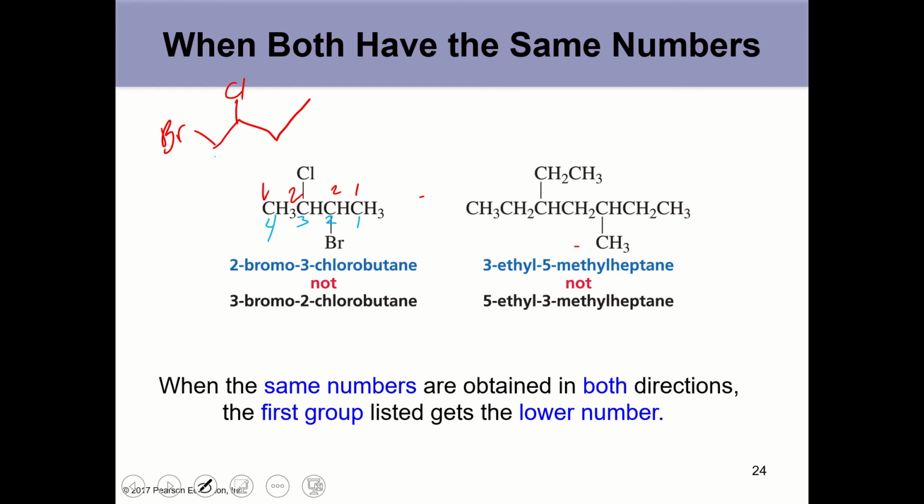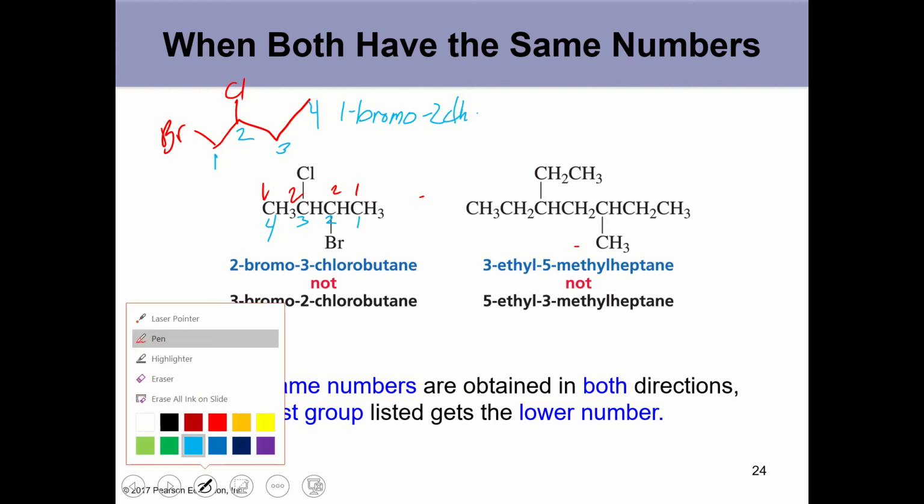We have an example above of when there is not the same numbering from both sides. Here we would number from where the branch point is first. So bromine is on carbon 1, chlorine 2, 3, 4. So then this would be 1-bromo-2-chlorobutane.